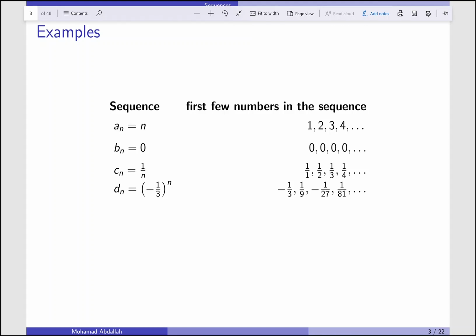So you can see how this works. It's possible that you're going to have always positive values. Maybe sometimes you get the same number. Maybe sometimes you get fractions. Sometimes you get negative. Sometimes it will alternate between negative and positive, as you have in the example of d sub n.